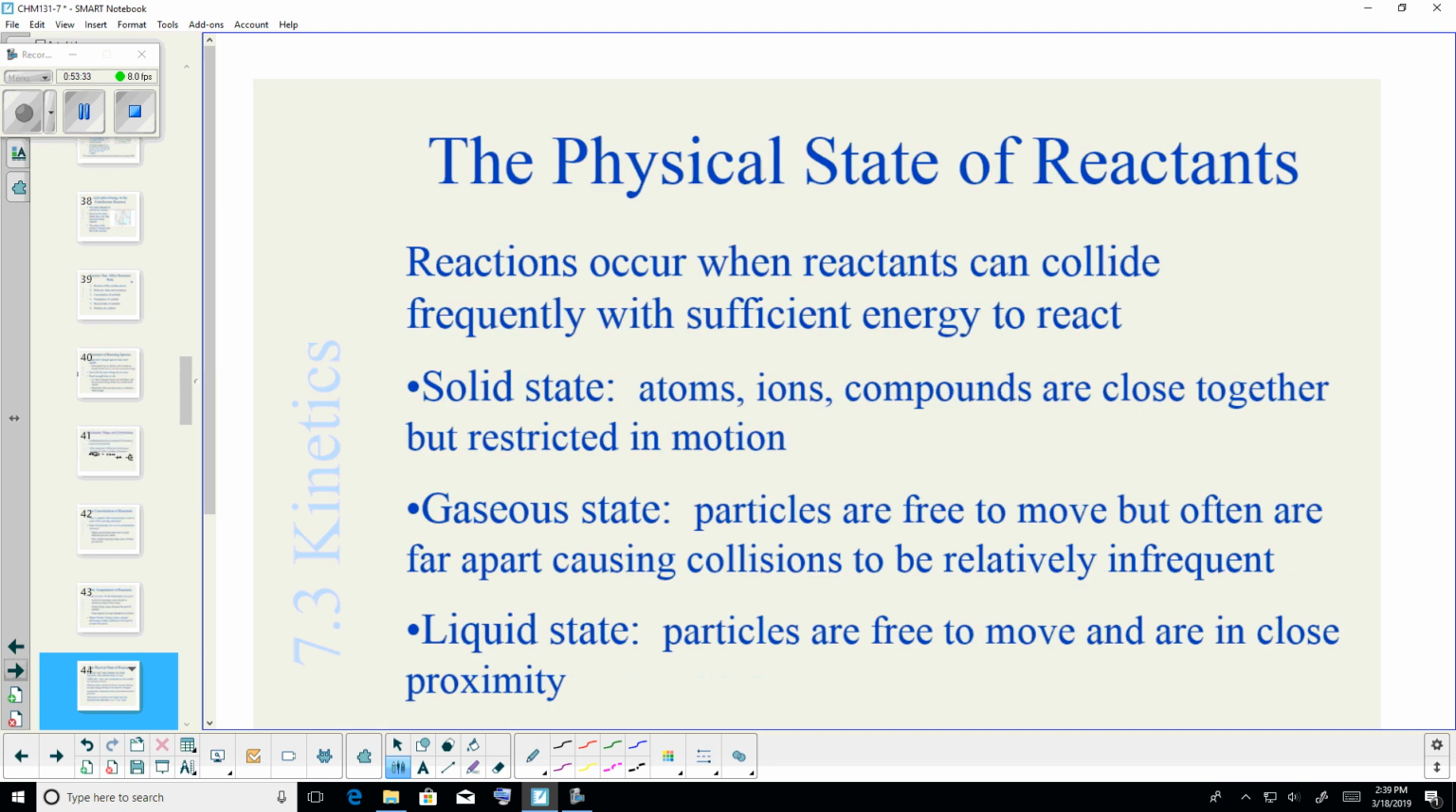The physical state. All right, if you look at the solid state, atoms, ions, compounds are close together but restricted in motion. So it's very difficult.